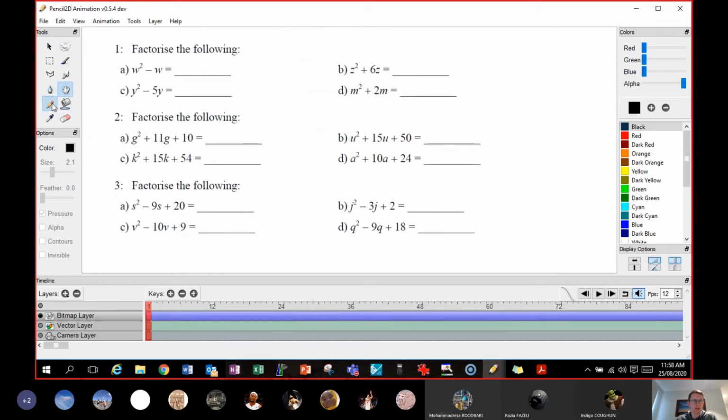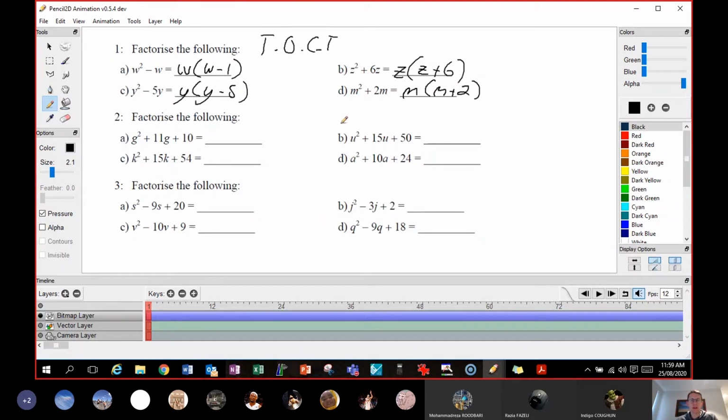To factorise the first ones, you always want to try and take out a common factor. That's always the very first thing you want to look at. Can I take out a common factor? Well, in here, a common factor is w. W minus 1. Here, you're going to take out a common factor of z. Z plus 6. Here, can we take out a common factor? Yes, we can. Y minus 5. So that's as far as you can factorise it here. M plus 2.